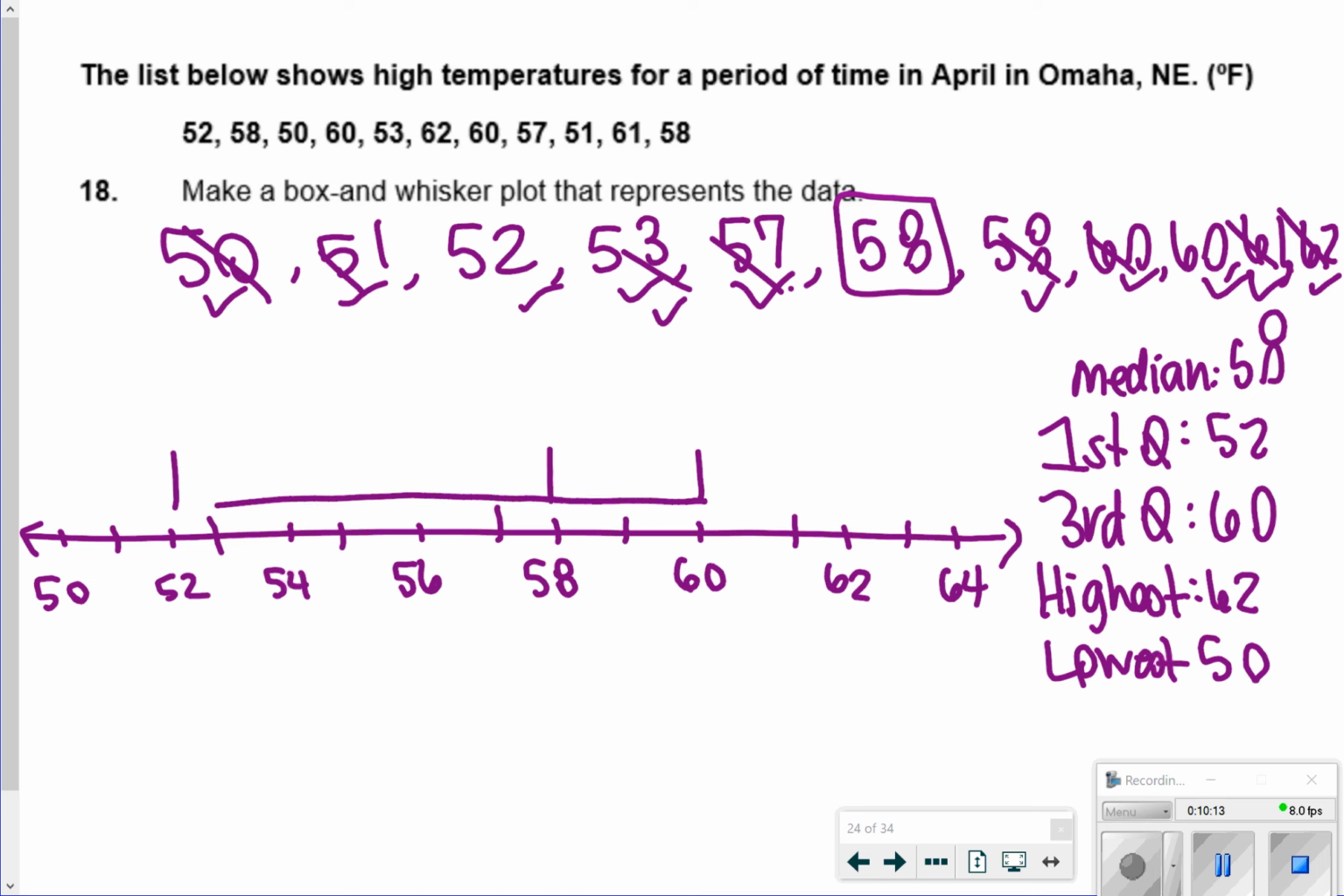And notice we are skewed just a little bit. And then I can go make my whiskers of least and greatest. So least was 50, and then greatest was 62. Okay, so there's number 18.